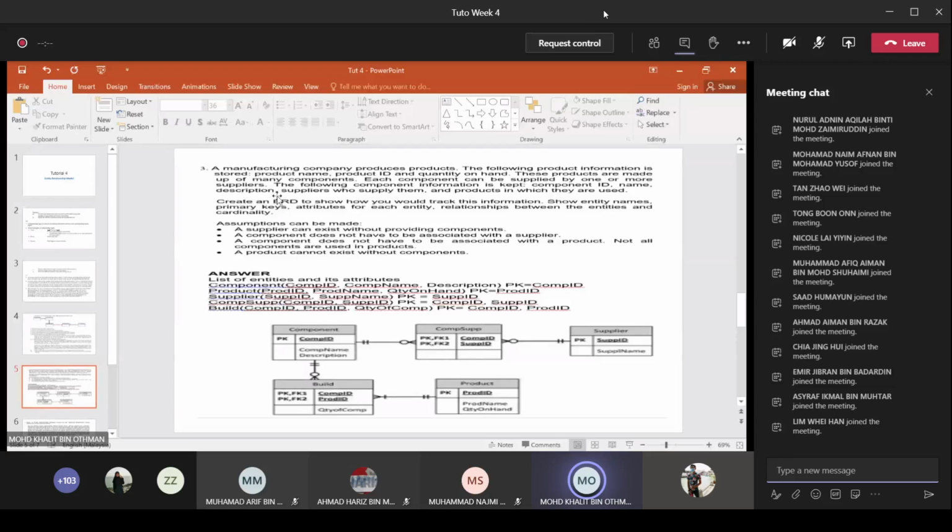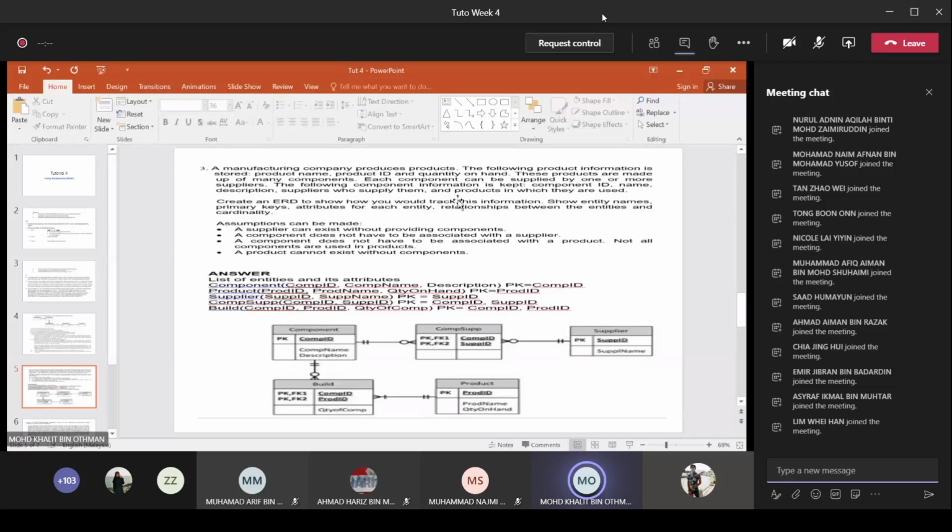The following component information is kept. So these are the attributes for the component entity: component ID, name, and description. So the component entity only has 2 attributes, which are component ID and name description. And then supplier, who supplies the item. We also have component ID, name, description, and the supplier who supplies them, so the name of the supplier.